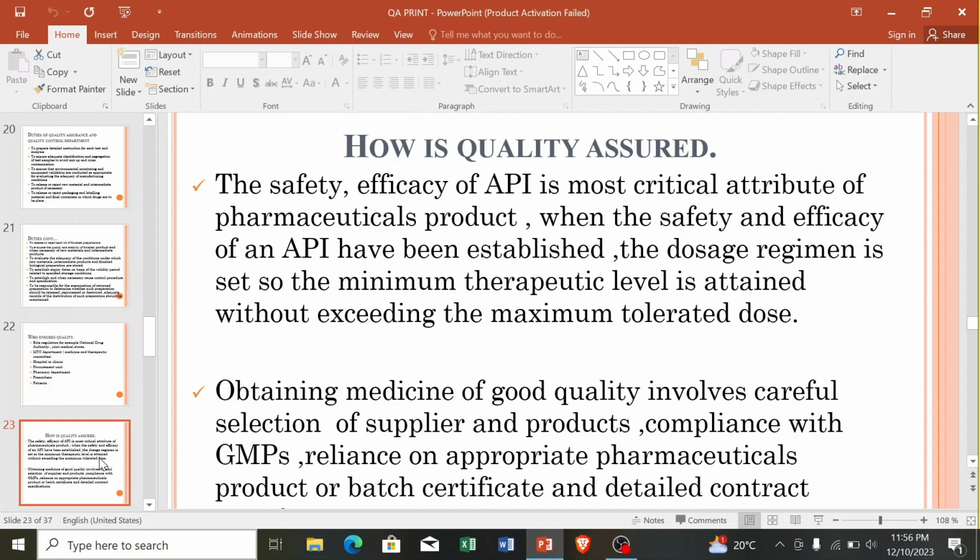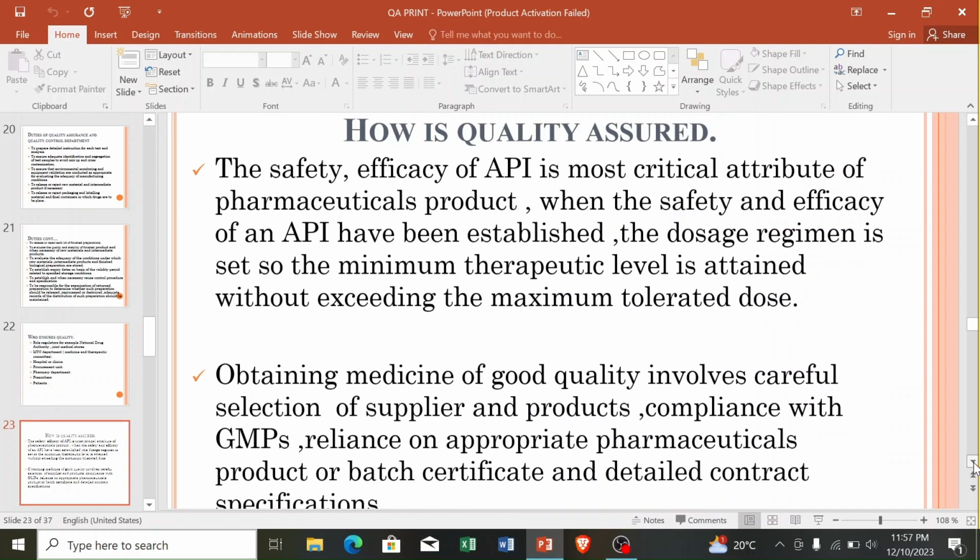How is quality assured? We looked at how quality is assessed. Now we are on how quality is assured. The safety and efficacy of the active pharmaceutical ingredient is the most critical attribute of pharmaceutical products. When the safety and efficacy of active pharmaceutical ingredients have been established, the dosage regimen is set to the minimum therapeutic level, so the minimum therapeutic level is attained without exceeding the maximum tolerated dosage.